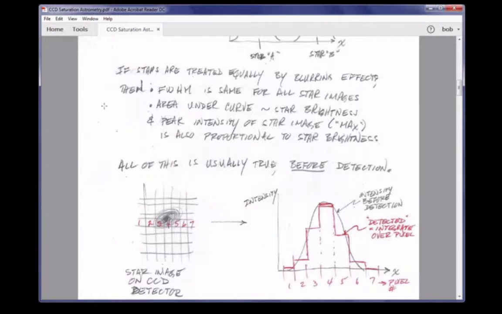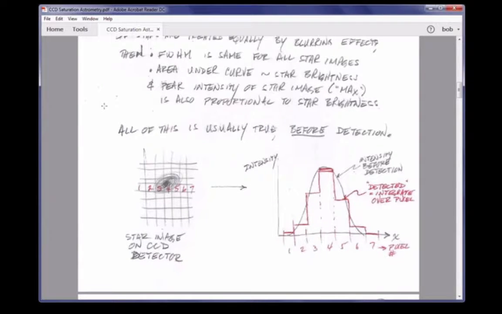Now, everything we talked about is true of the photon flux, but that exists before we detect it. So let's go back to the view of our focal plane. We have the point spread function on the detector shown here, and then the CCD is divided up into little pixels. And just for convenience, let's look at this row of pixels, and we'll look at a cross section of intensity or signal counts through that point spread function.